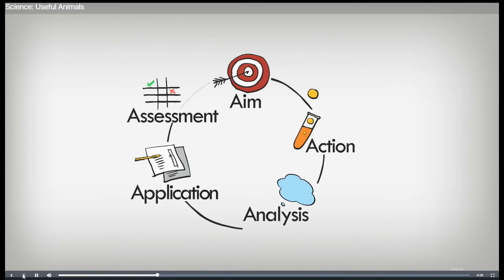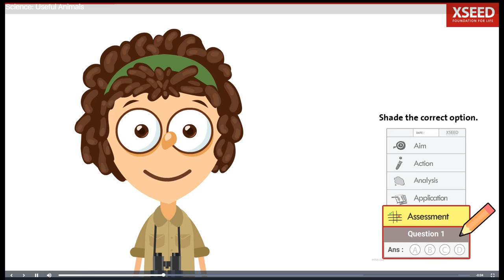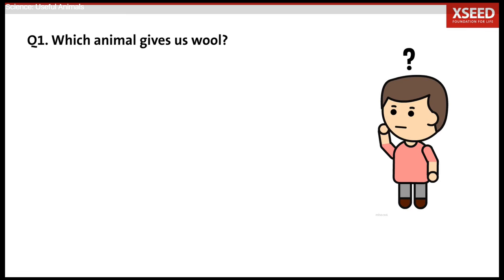Time for a quick quiz. Let's see if we remember what we learned in the class today. Shade the bubble for the correct answer in your journal. Question 1. Which animal gives us wool?